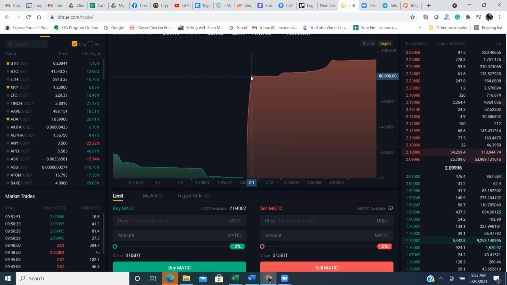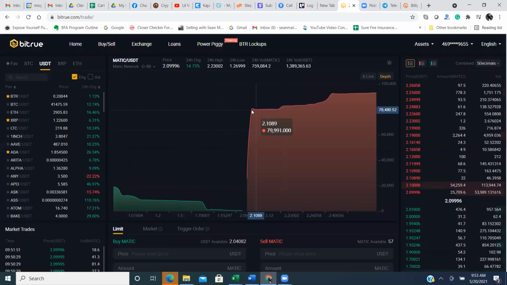This is what they would call a whale, who has put a wall up at 79,000 coins. In order for the market to move, this order has to be filled. So what he's doing is he's putting pressure on anybody who wants to sell above 210 to lower their price. So he's trying to push the price down.